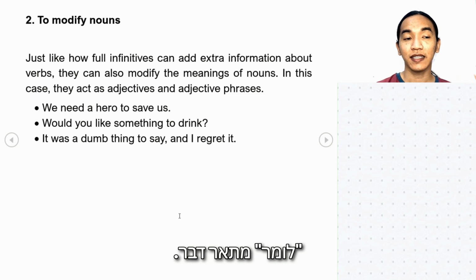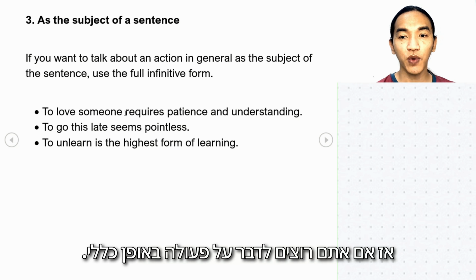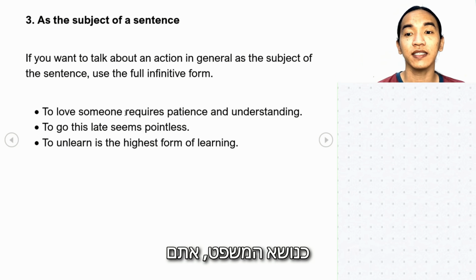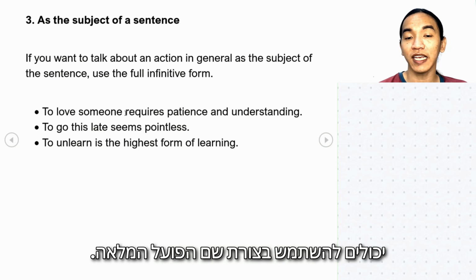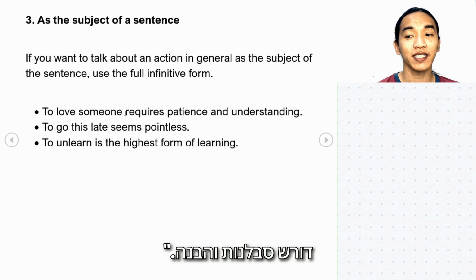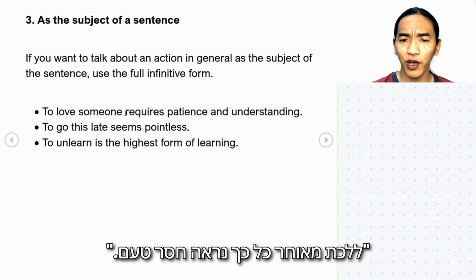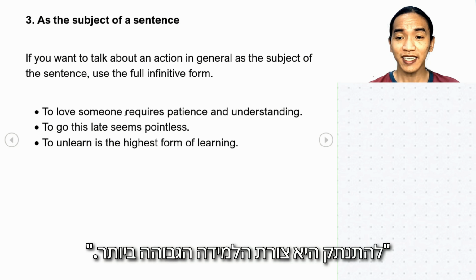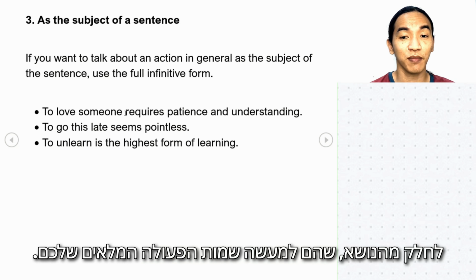All right. Next, infinitives as the subject of the sentence. If you want to talk about action in general, as the subject of the sentence, you can use the full infinitive form. It is general compared to your gerunds. Now, to love someone requires patience and understanding. To go this late seems pointless. To unlearn is the highest form of learning. I want you to pay attention to the subject part, which are actually your full infinitives.